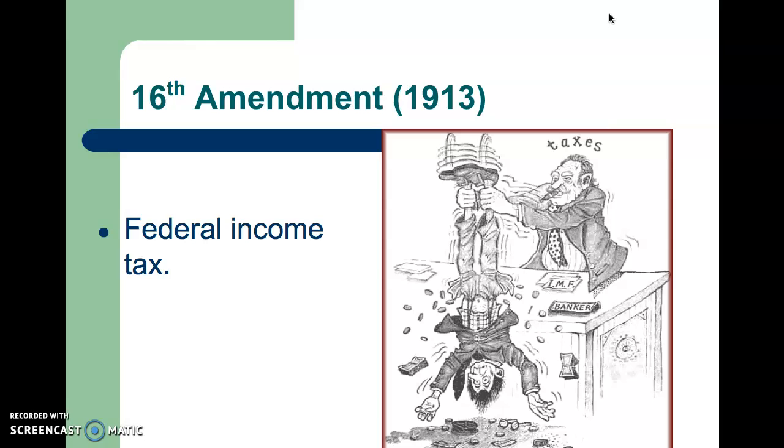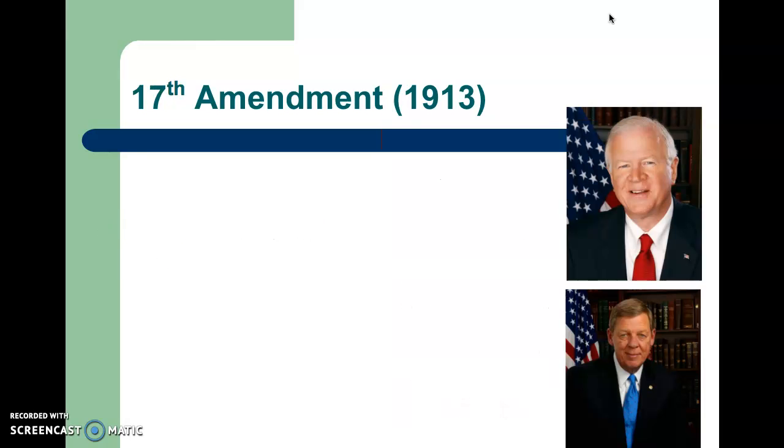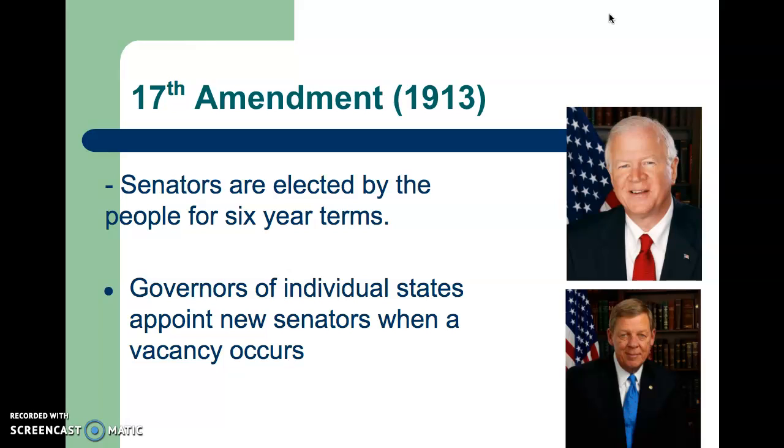The 16th Amendment, boo, in 1913, sets the federal income tax. Boo. 17th Amendment in 1913. Senators are elected by the people for 6-year terms. Governors of individual states will appoint new senators when a vacancy occurs. So if a senator dies in office or a scandal and is removed or resigns for whatever reason, the governor will appoint someone that can be elected. Before this, the senators were chosen by their states, not through the voting process, but hand-selected. This gives the people a little bit more power to decide.